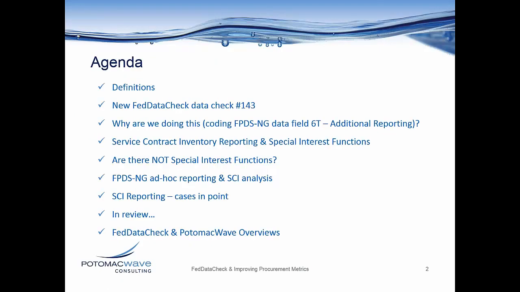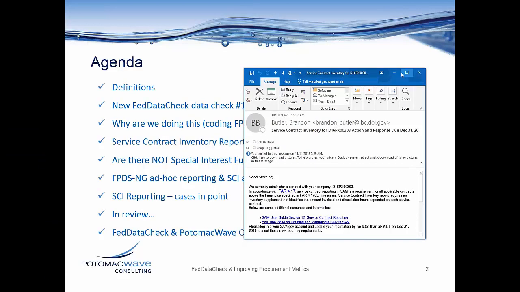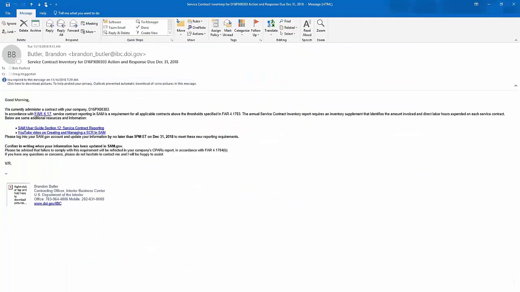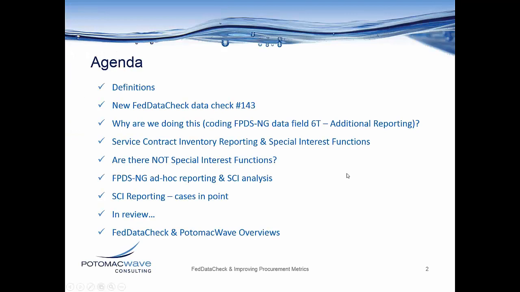And interestingly, I just got an email myself today from the Department of Interior, who is one of the subscribers to the product on which this webinar is based, Data Check. And the CL is telling me we currently administer a contract. This is a contract for a product in accordance with FAR 4.17. Service contract reporting in SAM is a requirement. So he's saying that for our contract, we need to fulfill the obligations in FAR 4.17 as a contractor.